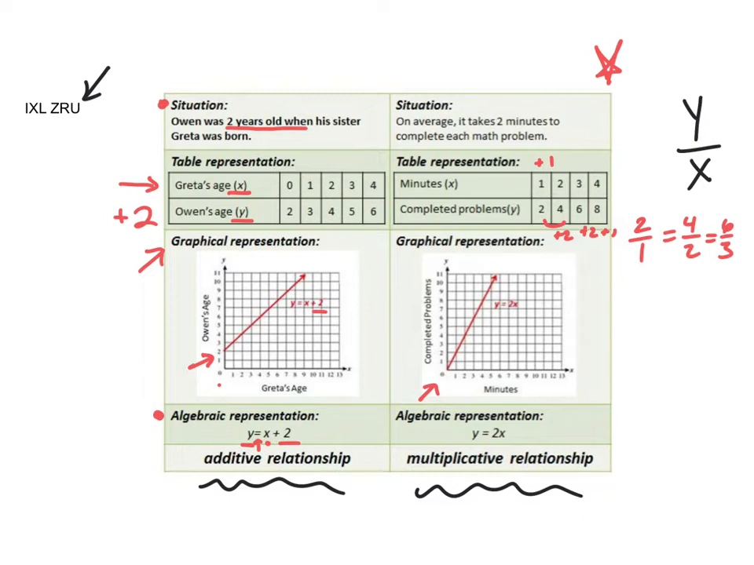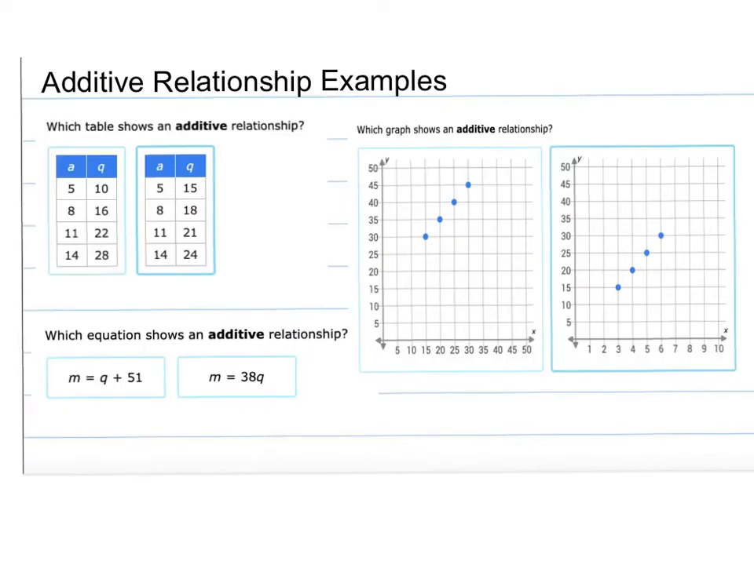And then we can find any amount of math problems solved based on the minutes passing using a multiplicative relationship. The number of math problems solved is 2 times every minute that passes. Okay, so then looking for an additive relationship in tables, equations, and graphs.